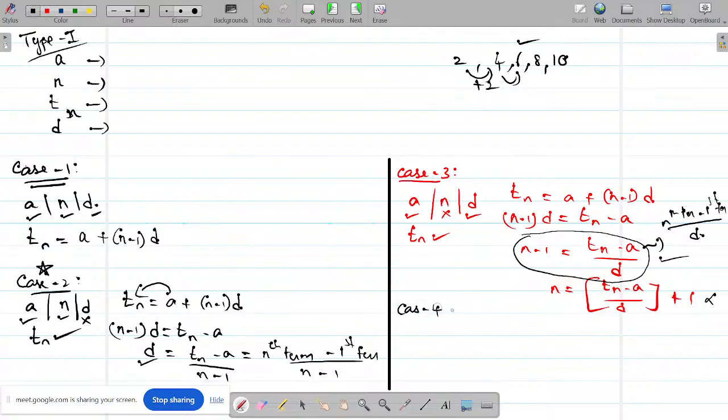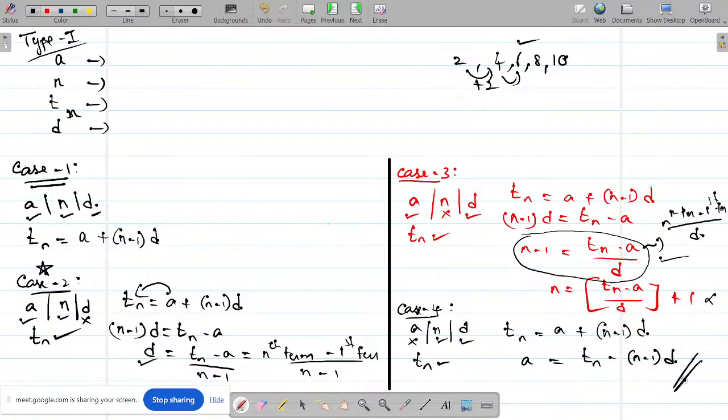Case 4. Yes, what would be case 4? A not known, N known, D known, Tn known. Yes, how can you find it? Tn is equal to A plus N minus 1 into D. You want to find A, so have A on this side, all the remaining on the right hand side. So Tn minus N minus 1 into D. That's it. So this is set 1 or type 1 problem.